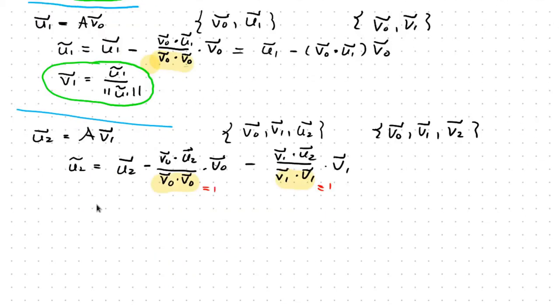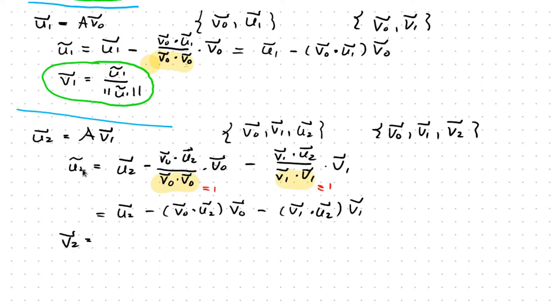So I can rewrite this as the vector U2 minus V0 dotted with U2 times V0 minus the vector V1 dotted with U2 times V1. Let's be careful here. And now I'm going to define my V2 by taking this U2 vector and dividing by its norm. Okay. And so now I have three vectors.